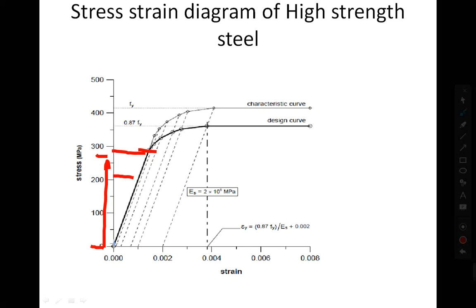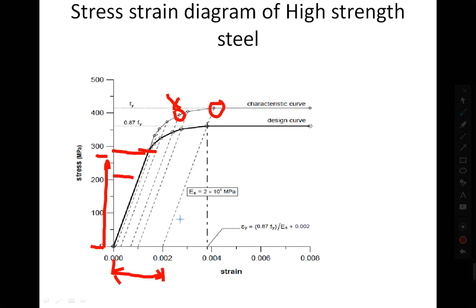Now on the non-linear portion, we are applying the tensile load, and the stress is developed to some level. If I consider that level and the load is withdrawn, then what happens? It comes back to the original length with a permanent strain. So how much is the permanent strain? The permanent strain is 0.002.